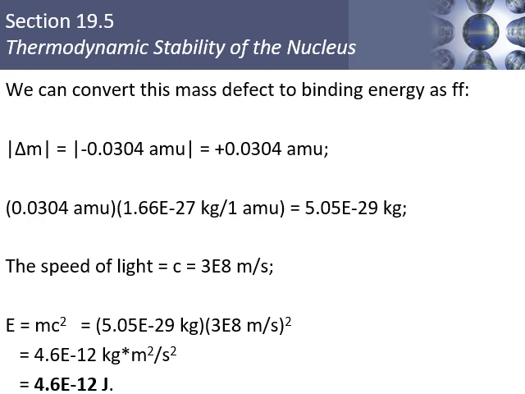All right, so when we did that problem, we got 0.0304 AMUs, which when I converted it using this conversion factor, I got 5 times 10 to the minus 29th kilograms. Multiply it by 3 times 10 to the 8th squared, and you get 4.6 times 10 to the minus 12th joules. And that is your binding energy. So, okay, that's how you do these problems.